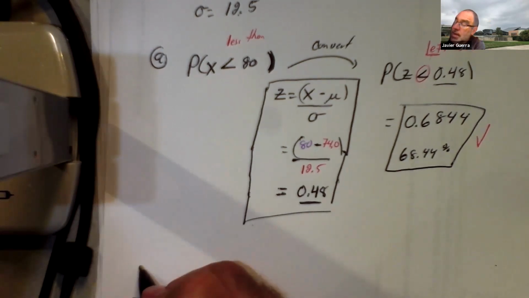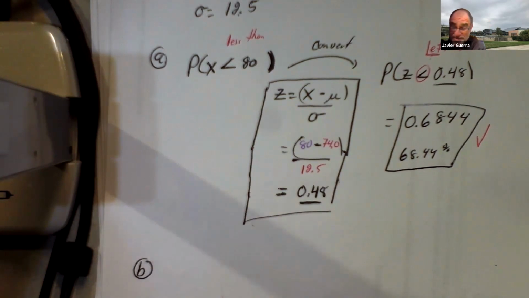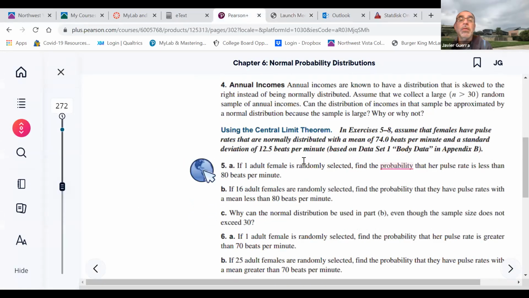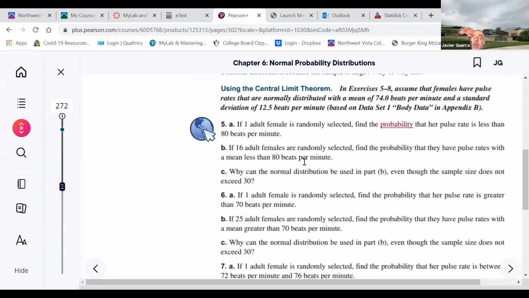Now, part B, on the other hand, is going to be different. How so? Let's look at part B. You tell me what makes it different than part A, other than the letters. Okay. Here's part B. I'm going to read it to you. If 16 adult females are randomly selected, find the probability that they have pulse rates with a mean less than 80 beats per minute.